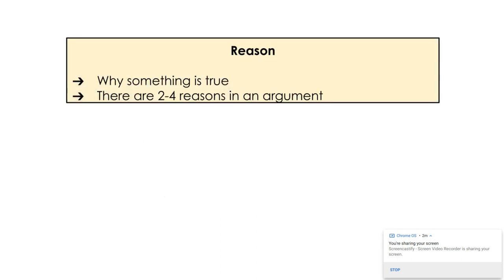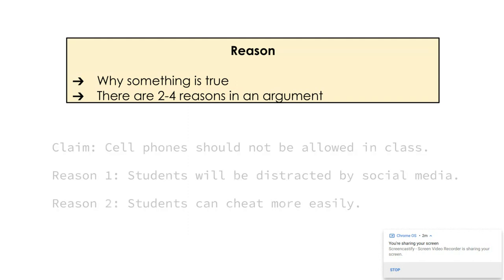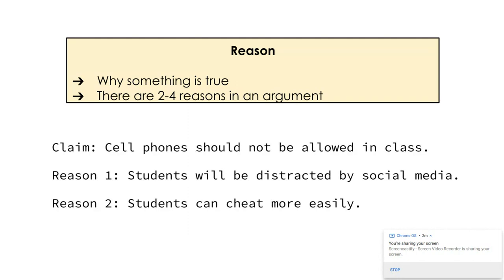The first thing they need is a reason, and that's why something is true. Usually there are 2 to 4 reasons in an argument. So we know our claim. Cell phones should not be allowed in class, but we need to know why. So reason 1, students will be distracted by social media. Reason 2, students can cheat more easily. So now we have 2 different reasons why our claim is correct.